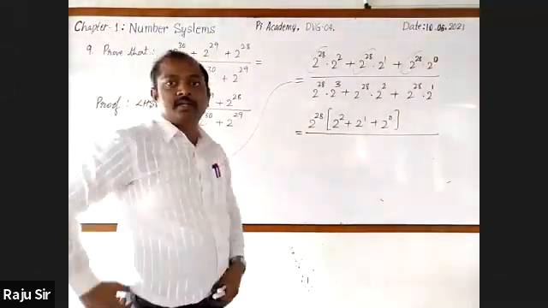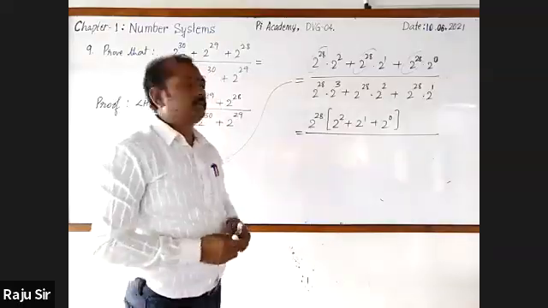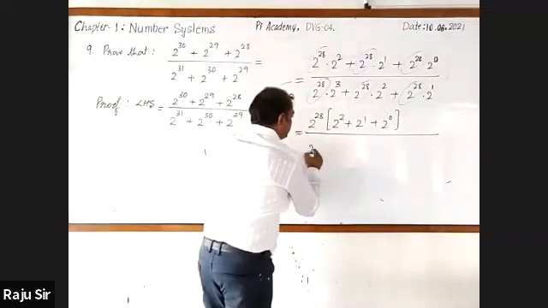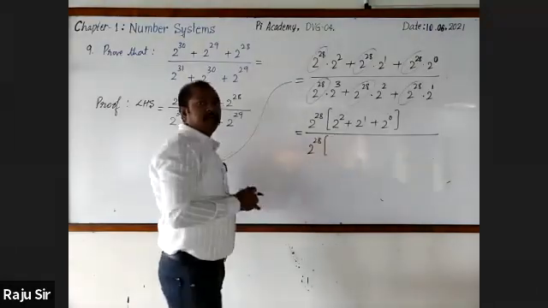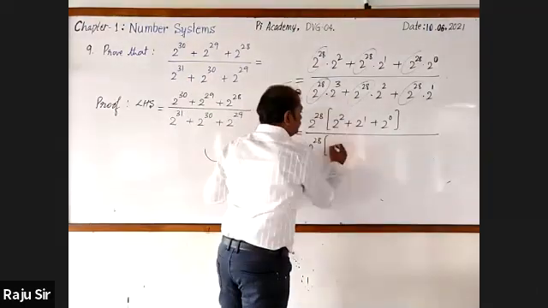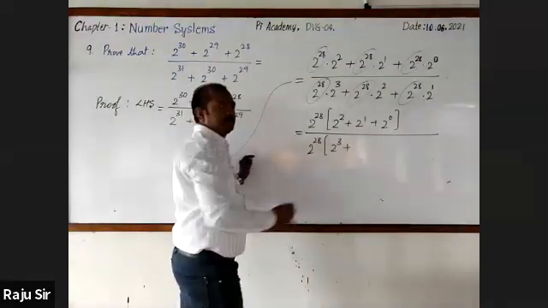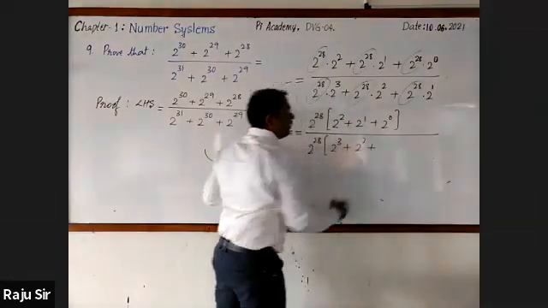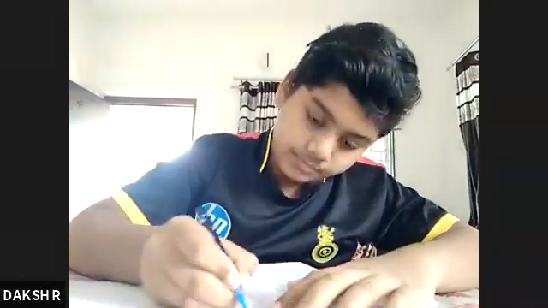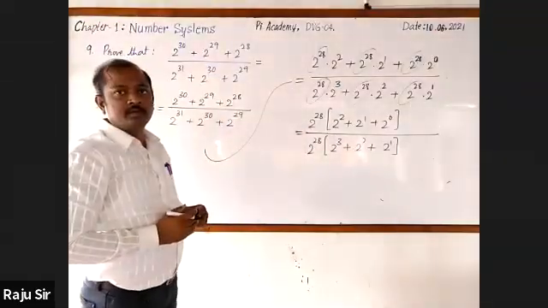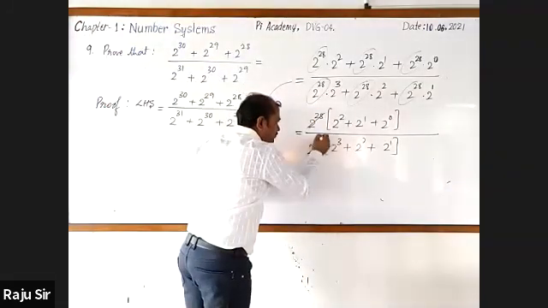In the denominator, what is the common factor? 2 raised to the power 28. Right. Remaining: 2 raised to the power 3 plus 2 raised to the power 2 plus 2 raised to the power 1. Now, can we cancel these two directly? Yes, the numerator and denominator terms are the same.